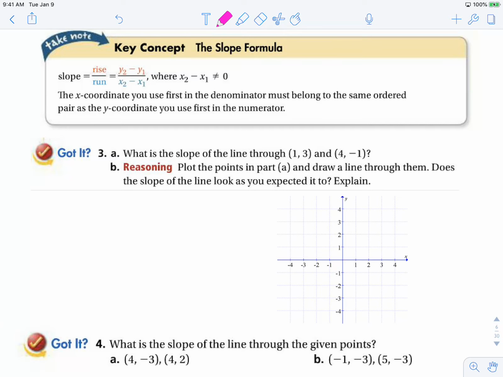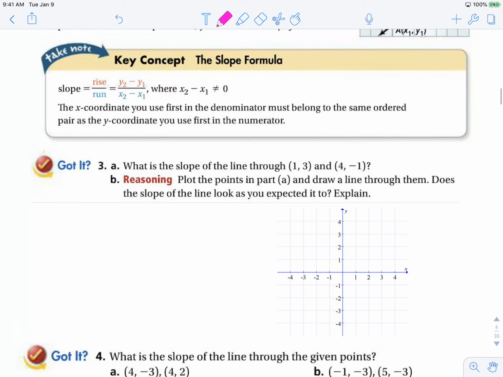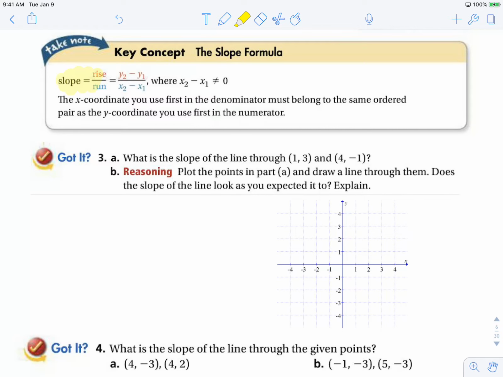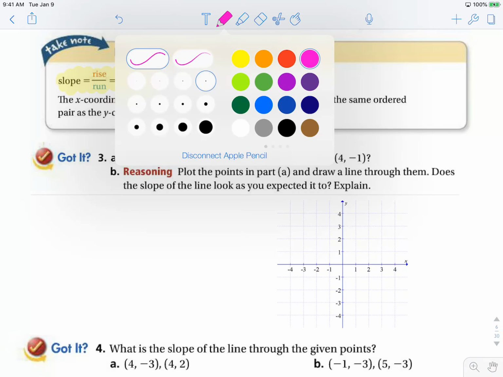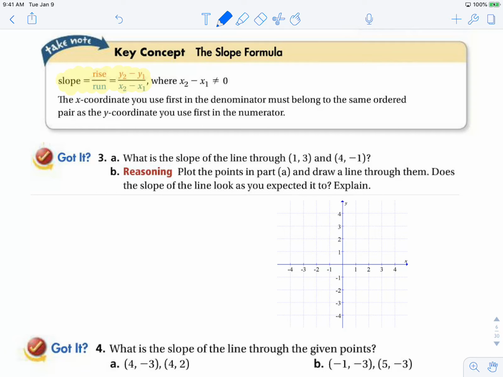So now here's a special formula for slope that mathematicians discovered. The rise is always one y value minus the other, and your run is your x value minus the other. So this is a formula we can use when we don't want to graph our points to figure out the slope. So let's practice using the slope formula in the example below.